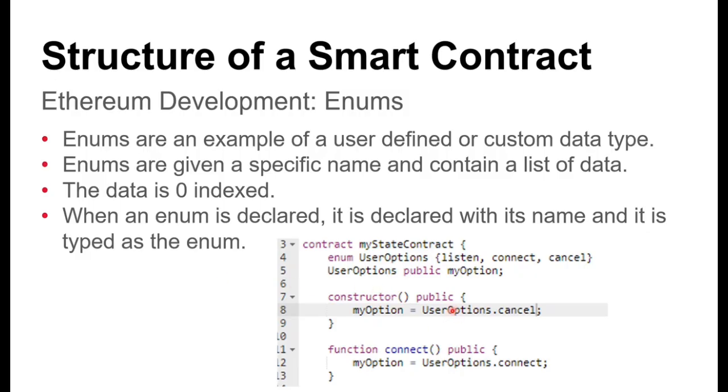So in this case, we have an enum called user options, or we have a user options enum. We see here, we declare that, and we see the options. So listen, connect, cancel. And then we declare a my option as user option, so which means it has the properties of user options. And then we can see here a constructor, and we want to initialize my option to the option cancel. And then for connect, we want to set it to connect, and so on.